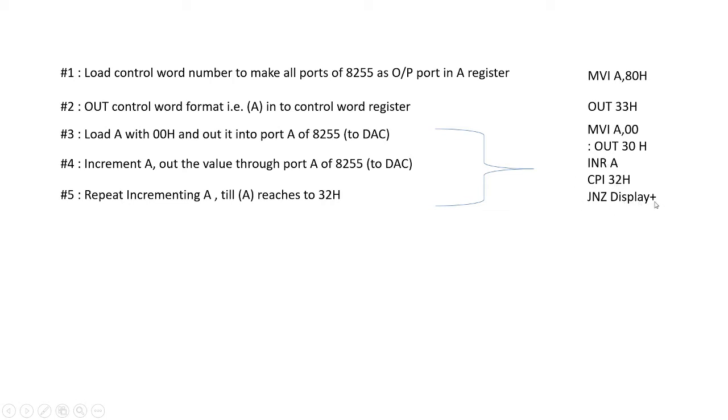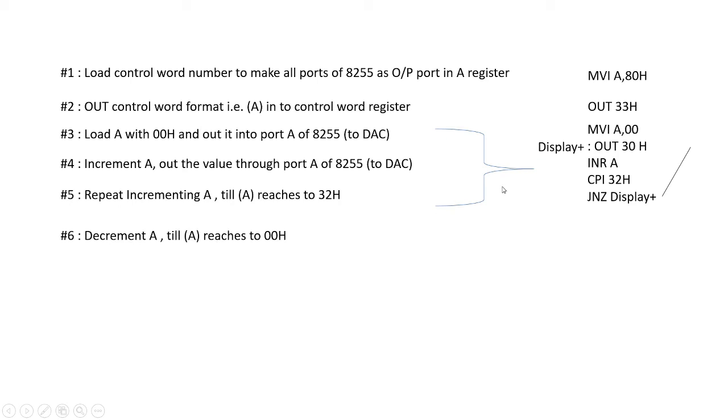So this jump needs to go to here, so that the incremented value is output, again incremented, and finally the content of accumulator reaches 32H. Note that the last incremented value is not displayed, not output through port A. So by means of these instructions, we can obtain an analog signal like this.